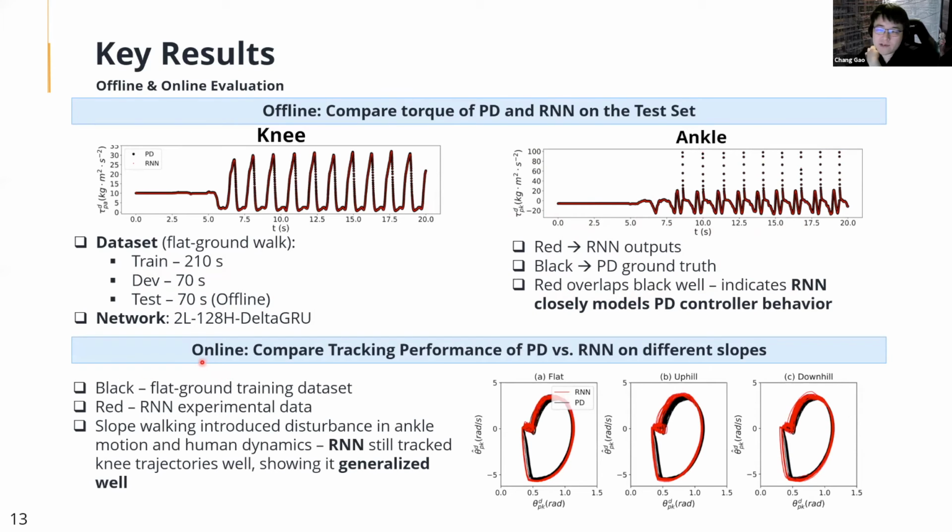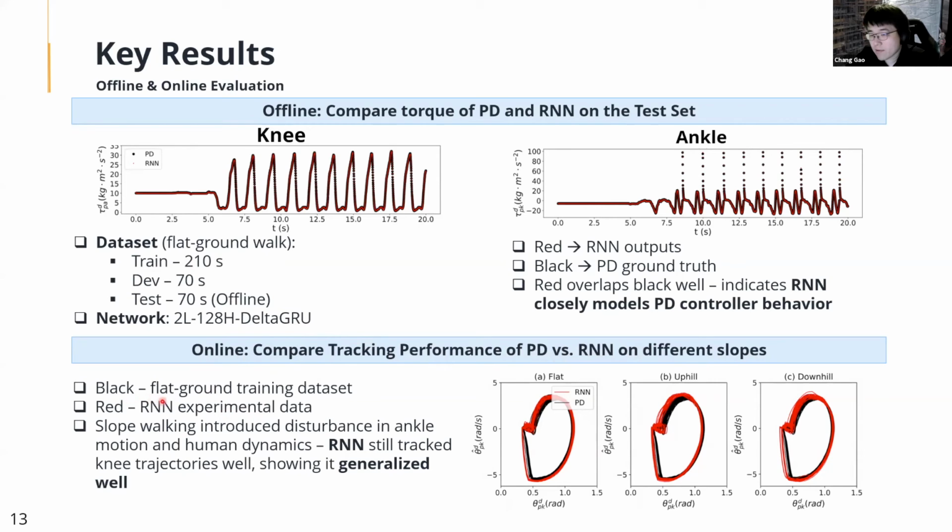And during the online evaluation, we implemented the network on the FPGA and actually had the subject wearing the prosthesis controlled by an RNN controller. We did this evaluation on different slopes. During the training, we only trained the prosthesis on flat ground walking.